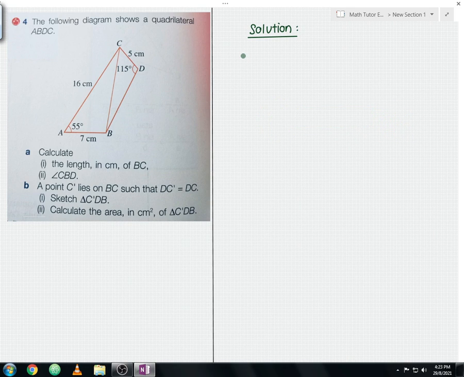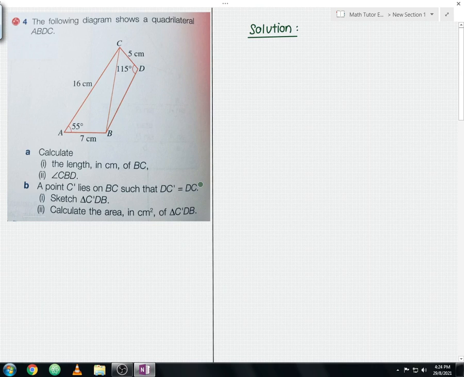Okay, let me read the question now. The following diagram shows a quadrilateral A, B, D, C. As you can see here, this is the quadrilateral image A, B, D, C. Let us continue to read the question. For the question part A, calculate the length in centimeter of BC and calculate the angle CBD. So this is for the question part A. Continue to read the question part B.